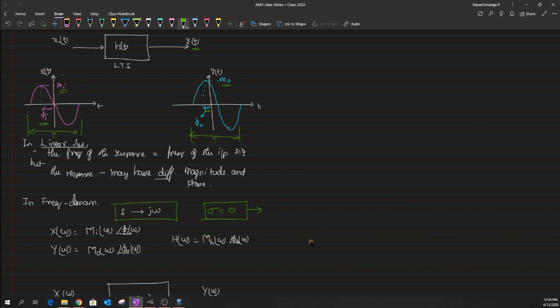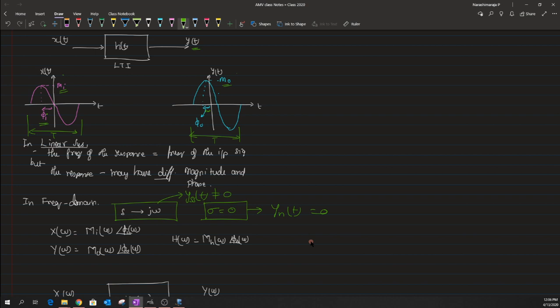This in general will make this y n of t go to 0, and that is what I mean here. Mapping s only to the j omega term ensures that this particular response is not equal to 0. So we will have a steady state response at the output.